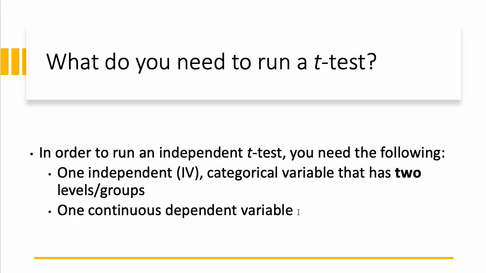So let's say we wanted to look at the effects of caffeine on exam grades. So our dependent variable would be exam grades ranging from 0 to 100, and hopefully the group that is given caffeine would have higher exam grades. So we would compare the means of the exam grades in the no caffeine group to the means of the exam grades in the caffeine group, and hopefully there would be a difference between those two means.